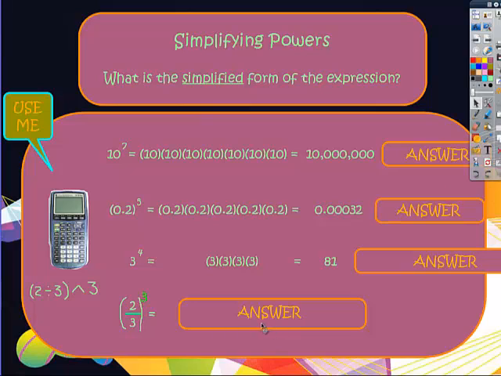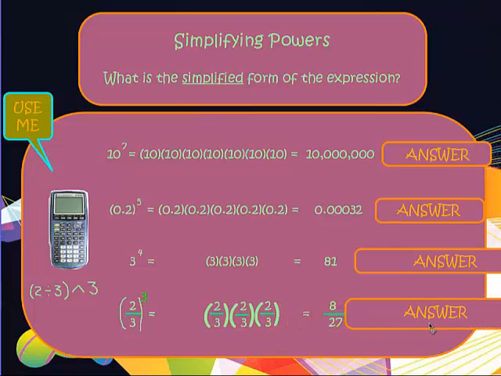When you push enter, you'll get 8/27. The neat thing here is what's happening when we multiply fractions is we're multiplying straight across. So 2 times 2 times 2 is 8. That's 2 cubed. We saw that in the last slide. Also 3 times 3 times 3, that's 3 cubed. That's 27. So when you cube a fraction, you're cubing the top and the bottom numbers.